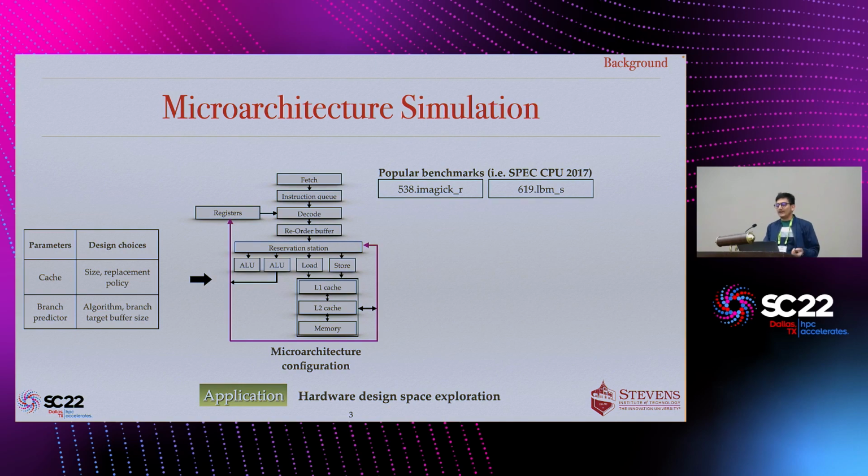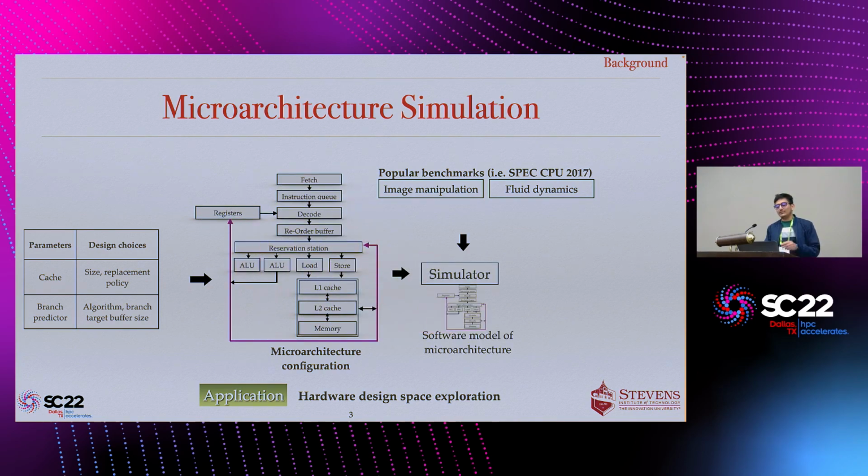For this evaluation, we can use the popular benchmark SPEC CPU 2017, which has various programs. Here I have 538 and 619. These benchmarks represent an image manipulation application and a fluid dynamics application. The main goal here is to simulate this microarchitecture to get the performance. Simulation is a software model of this microarchitecture, and we use this software model to evaluate the performance.